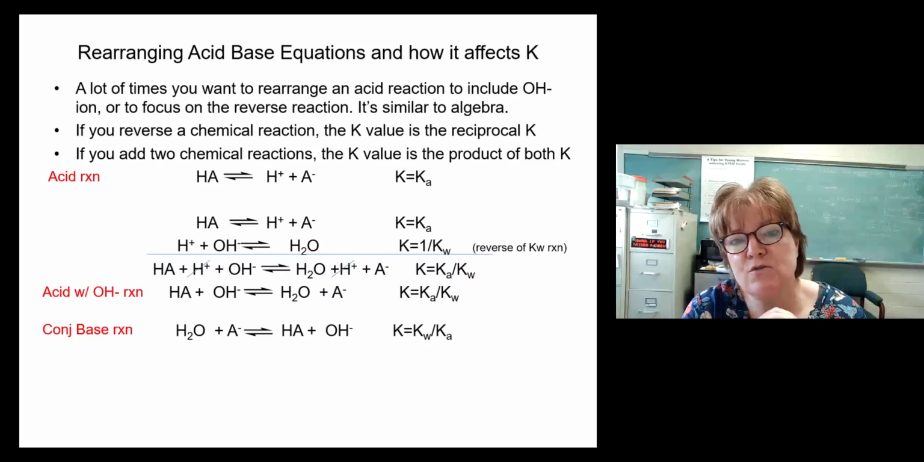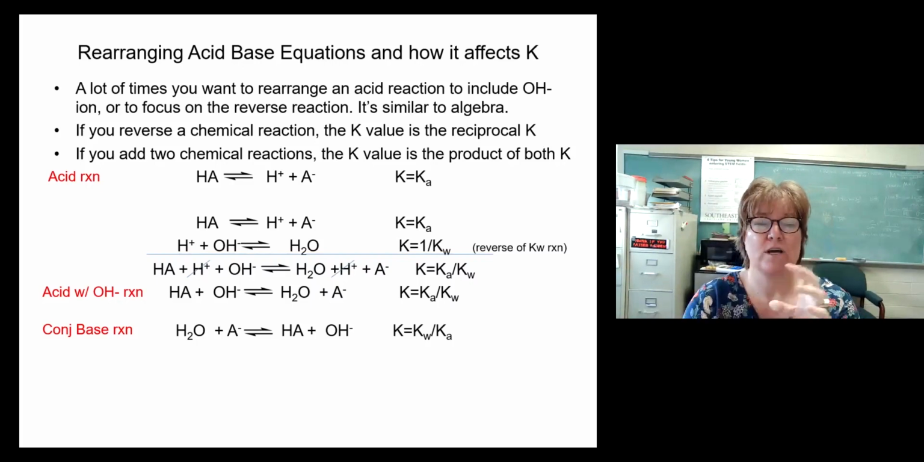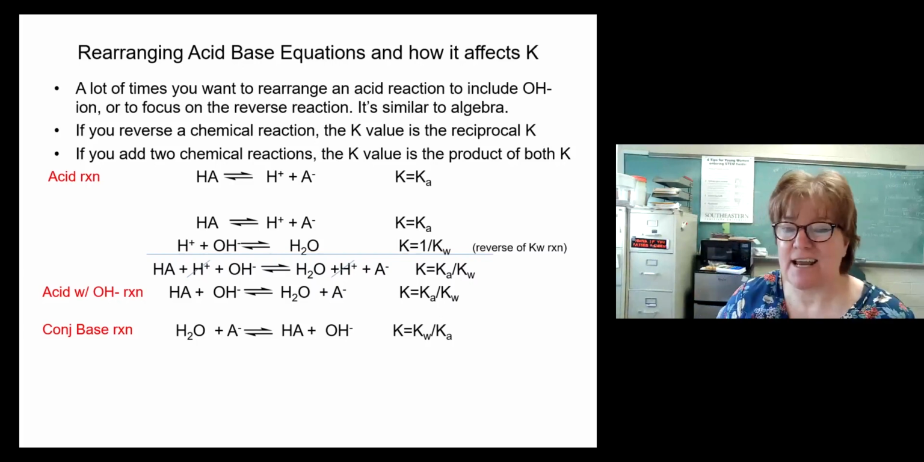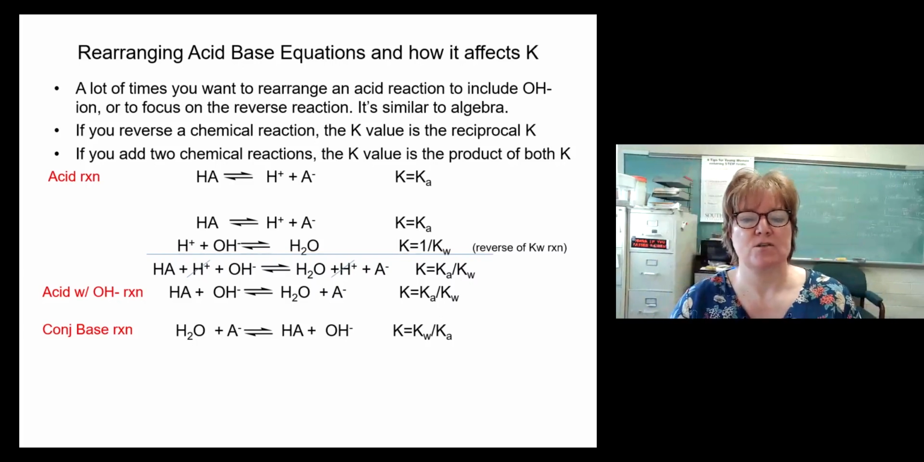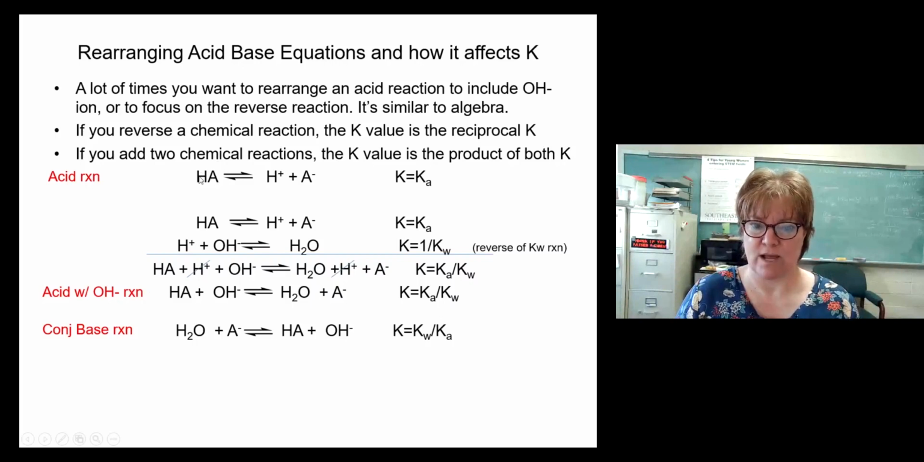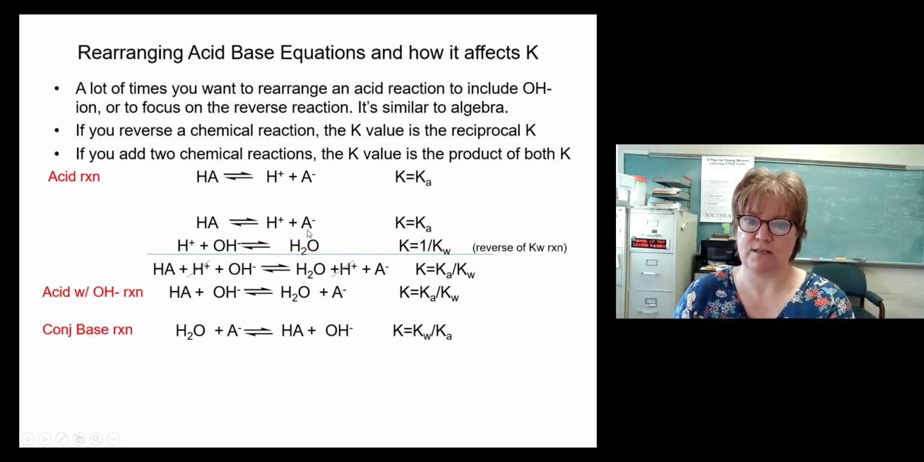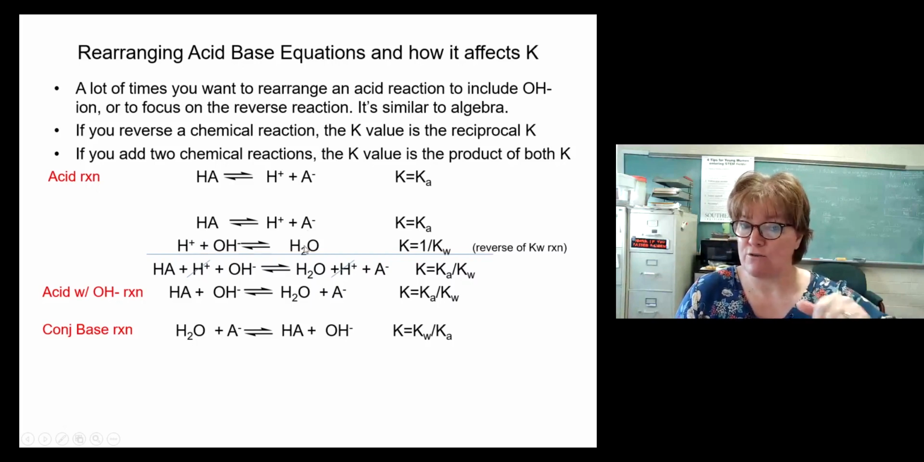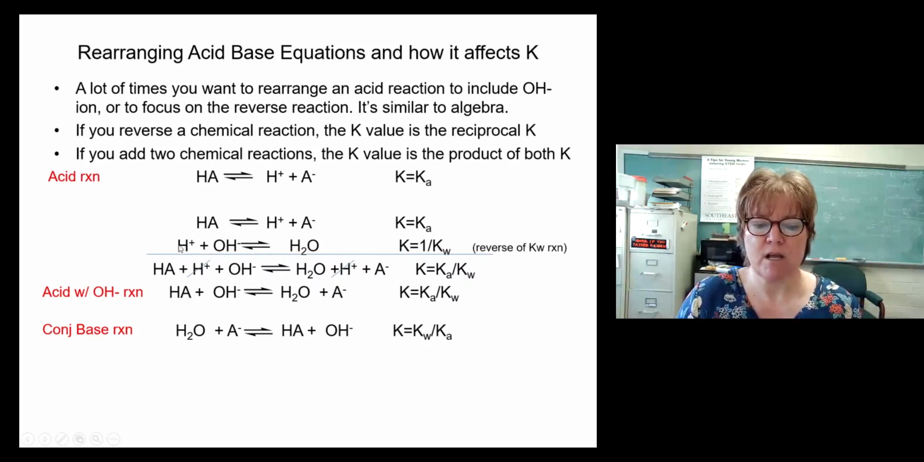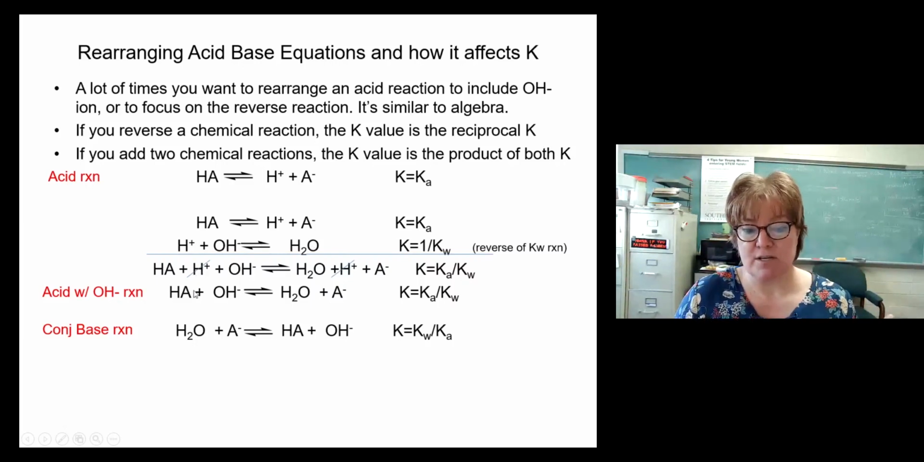How do I need to rearrange acid-base equilibria sometimes and how does it affect K? A lot of times when we talk about conjugate bases, we're going to have to do some switching around. So I just wanted to get ahead of the game and put this out there. Again, this is our basic acid reaction. HA makes H plus plus A minus. I could add the reverse reaction of the dissociation of water to it. And if I do that, notice I end up with the conjugate base reaction.